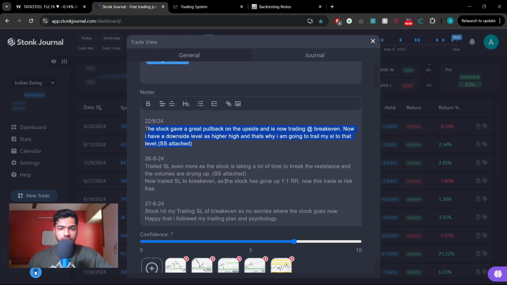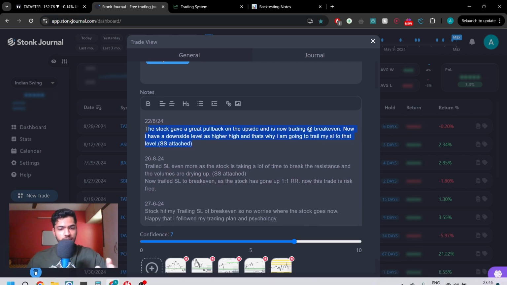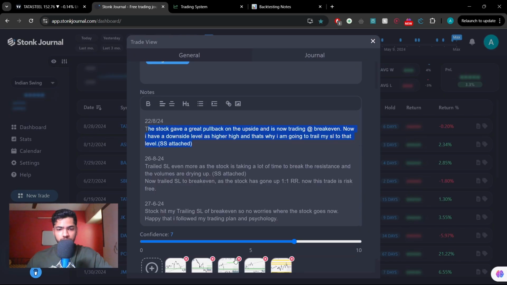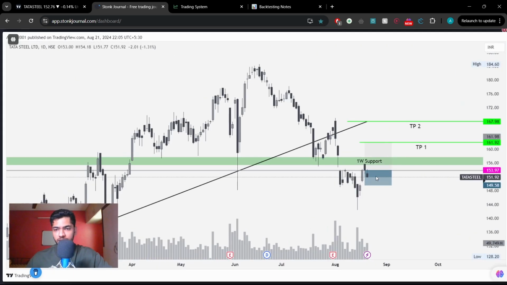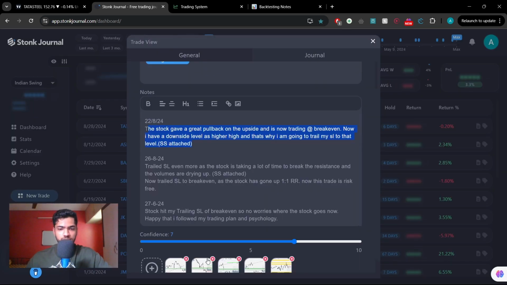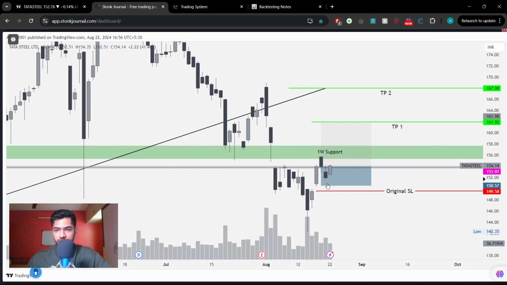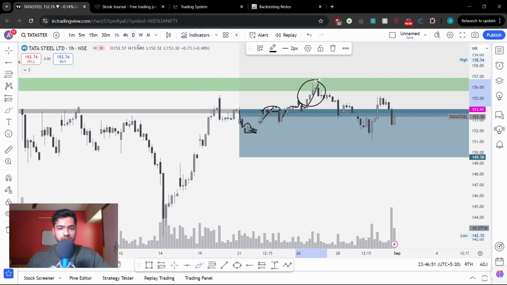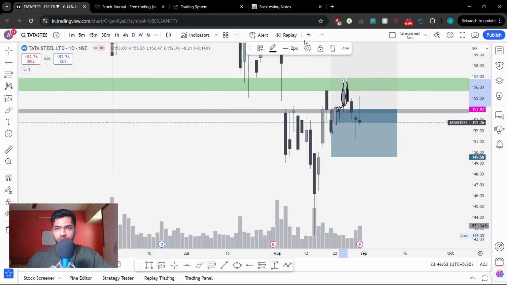So what I did, this was my entry basically, as you can see. And on this day, because it formed a higher low, because this was the lower low, right? As you can see, this is the higher low, right? So on the charts, this is what it looks like.